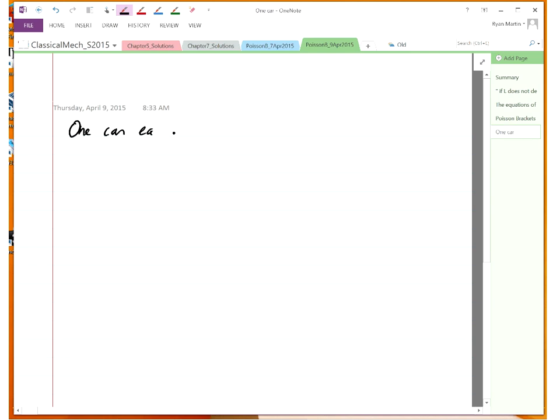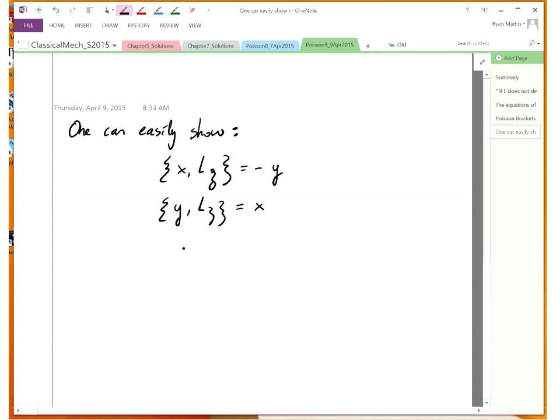So one can easily show, I'm going to rewrite the one we just had. The Poisson bracket of x and LZ is equal to minus y. You guys can still hear me, right? There's some static here. It's easy to show that the Poisson bracket of y with LZ is equal to plus x. And it's easy to show that the Poisson bracket of z with LZ is equal to 0.